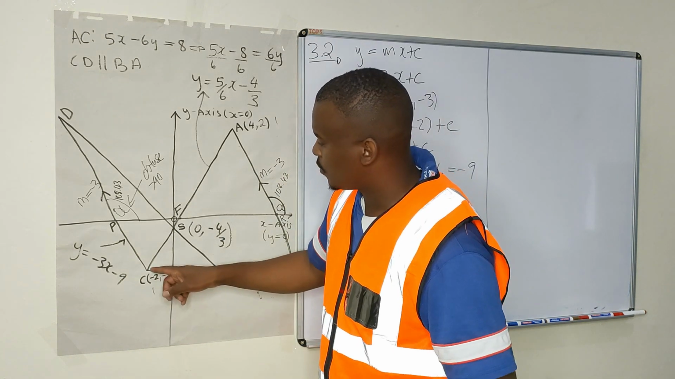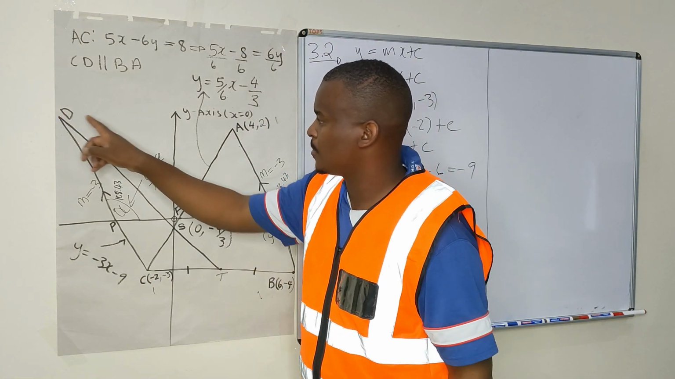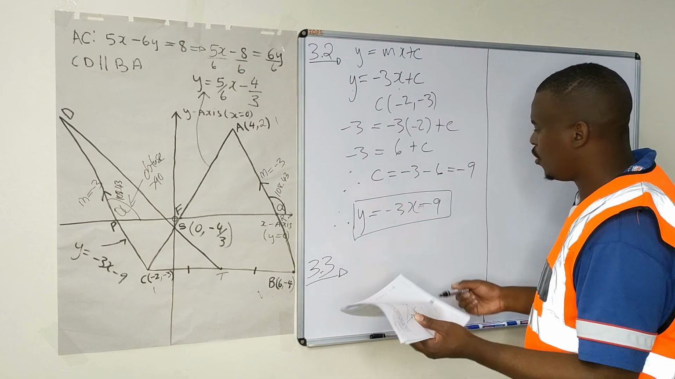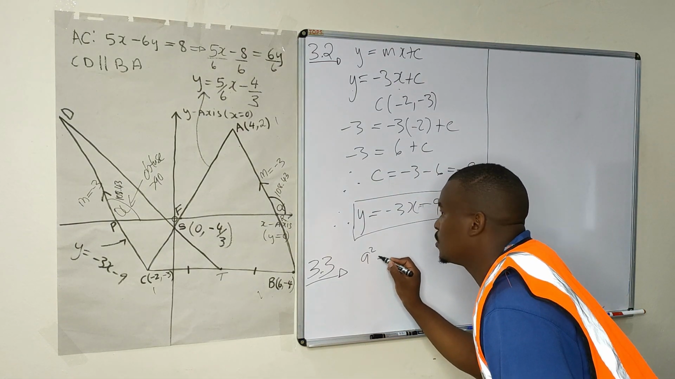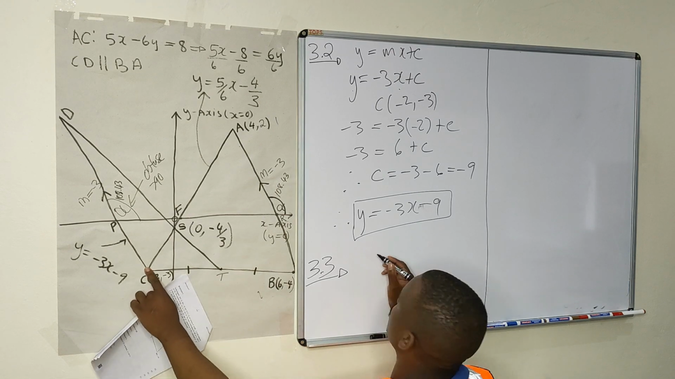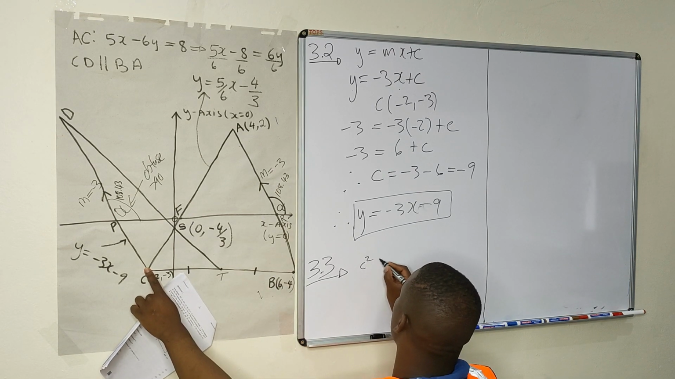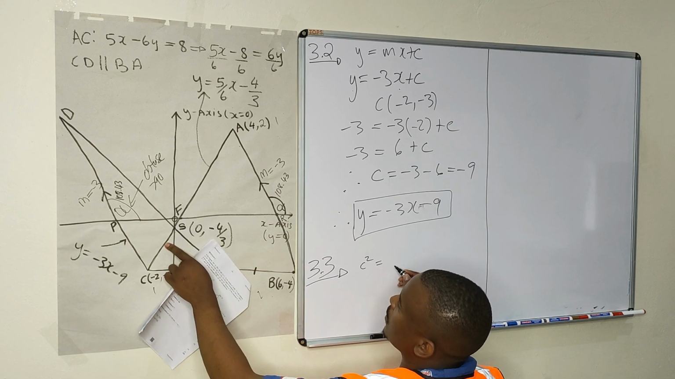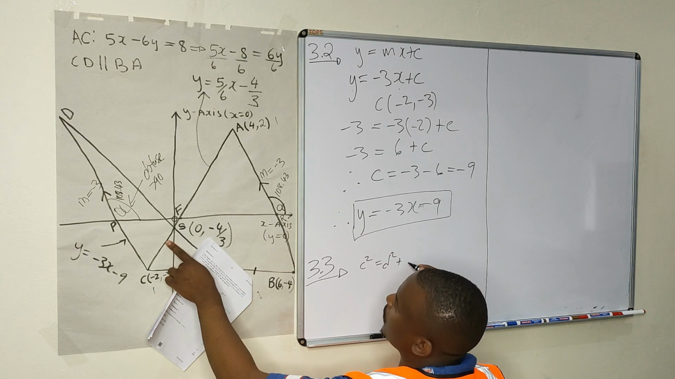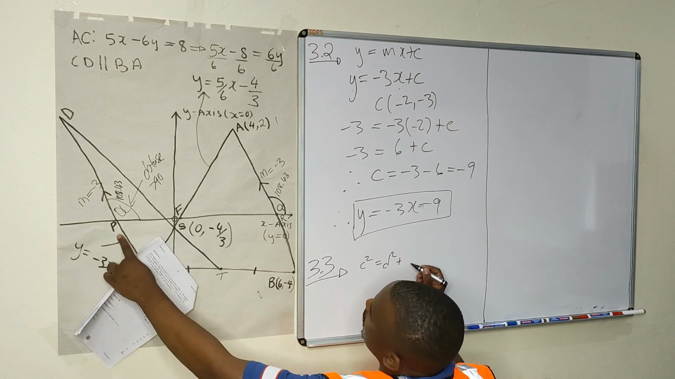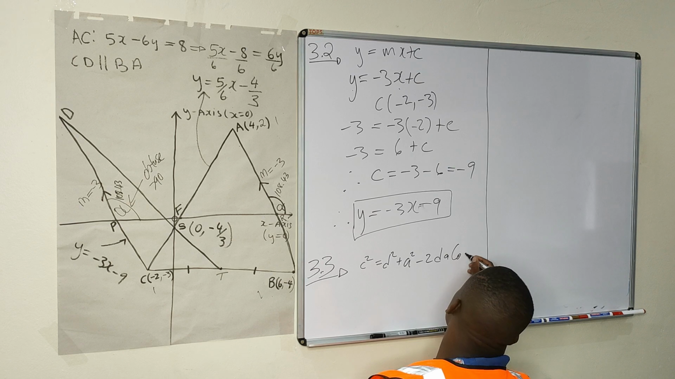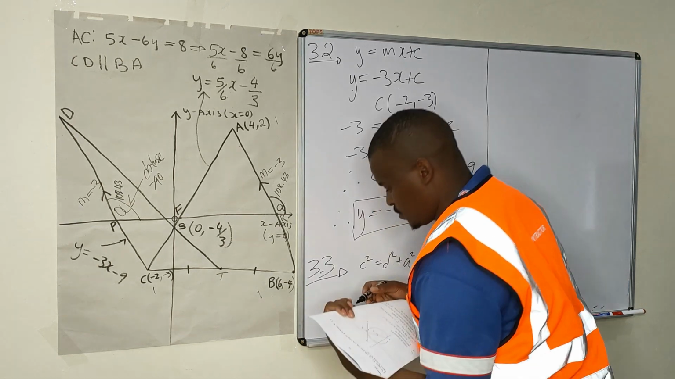Once you have the coordinates of D, find the lengths of all these sides. When you find the lengths of all the sides, you use the cosine rule. You want this angle here, so it will be c squared is equal to the side, which is d squared, plus that side, which is a squared, minus 2dA cos c.